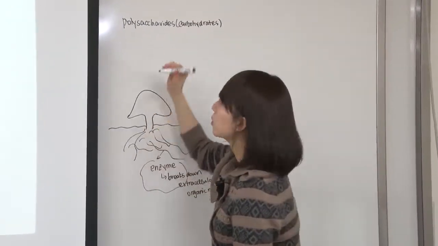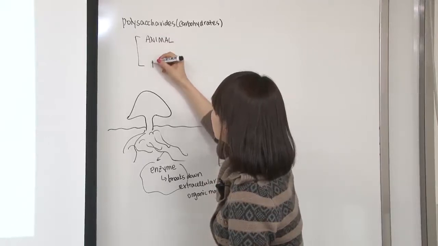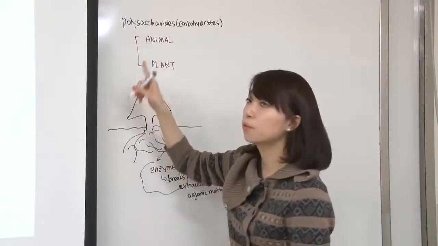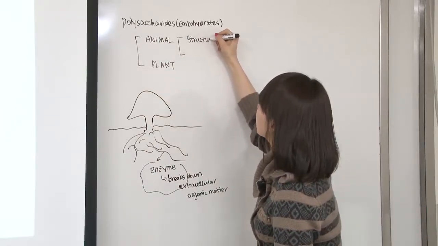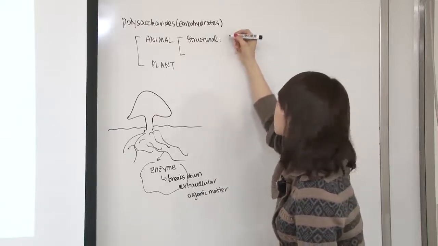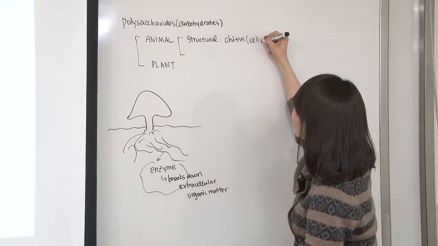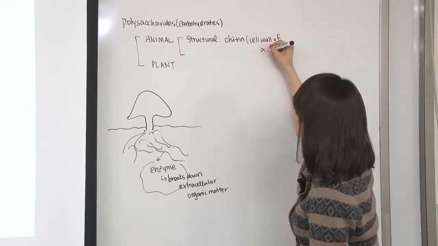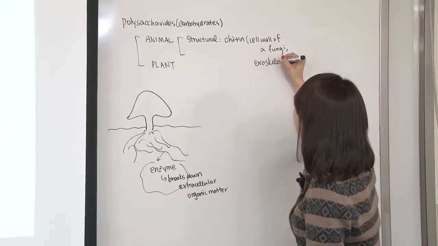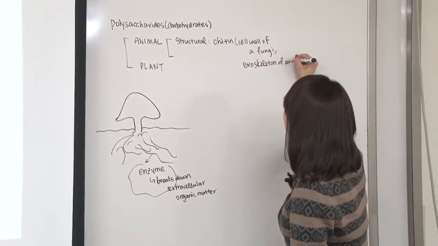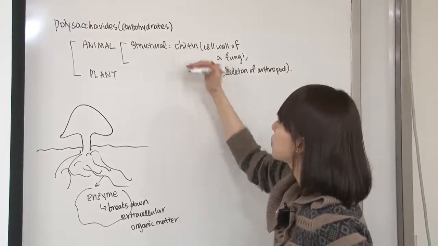Okay, so when we're talking about the polysaccharides, we talked about the animal polysaccharide and plant polysaccharide, right? For animals, the structural polysaccharide was called chitin, right? And chitin makes up the cell wall of fungi, or the exoskeleton of arthropods. So that's the use of chitin.